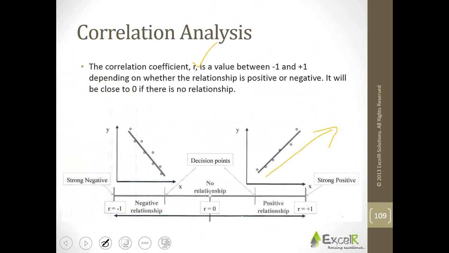If it is like this, then r will be close to +1, or we can conclude that there is a positive relationship. If the line is like this, then you say that it's a negative relationship. But if it is close to -1, you say there is a strong negative relationship. And if it is 0, then there is absolutely no relationship. So this is what we conclude.